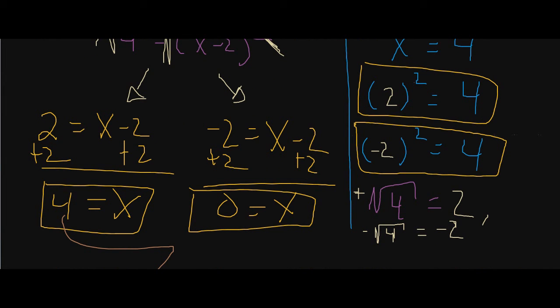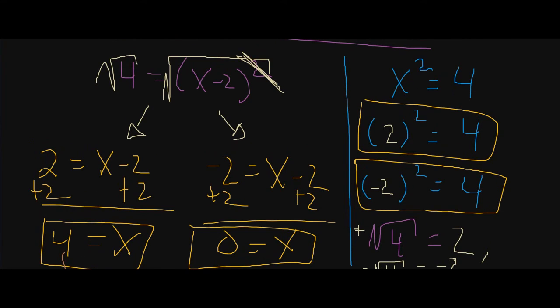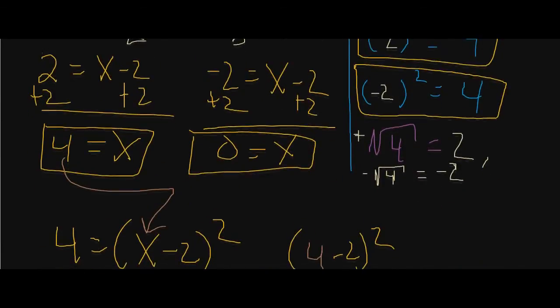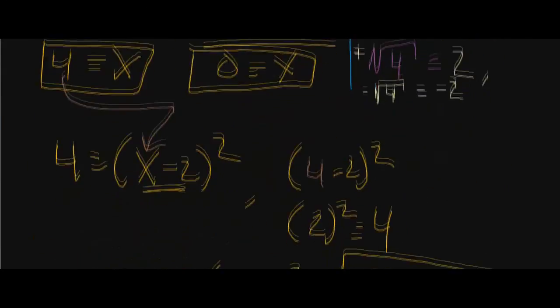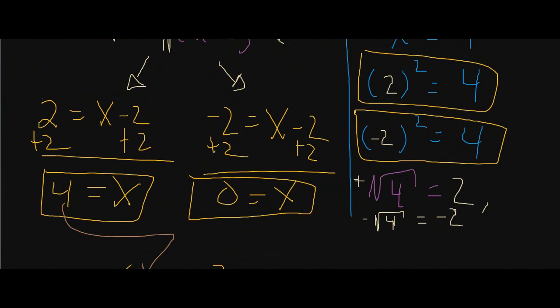So I hope this makes sense as to why, when we take the square root, whatever number this is, we're going to put a positive and a negative. So the square root of 4 is 2, so we're going to do 2 is equal to x minus 2, and then we're going to do negative 2 is equal to x minus 2. Hopefully this helps you understand how to do these problems and why we get 2 solutions.